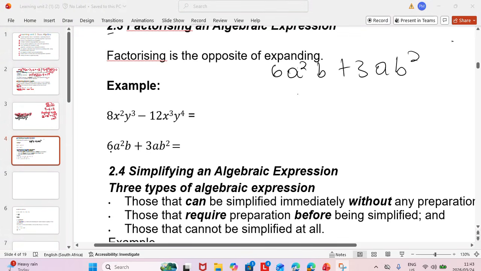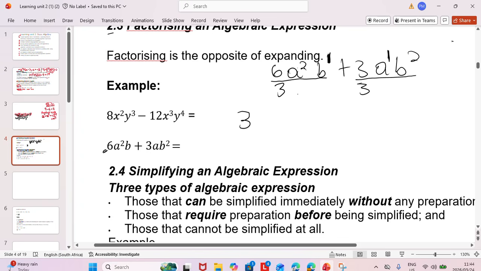Okay, so let's do example number 2. Here's example number 2, guys. 6ab to the power of invisible 1. Write the invisible 1. Plus 3a to the power of 1, b to the power of 2. Factorizing again, you want the highest number that you can use to divide 3 and 6 and not get a fraction. That number is 3. You need to take out 3 as a common factor.